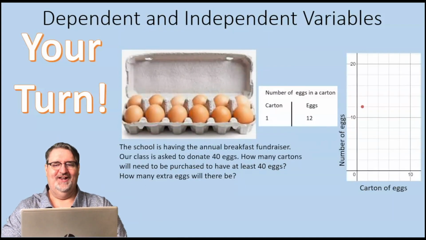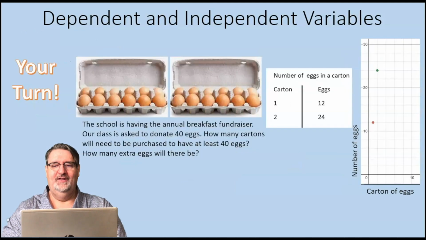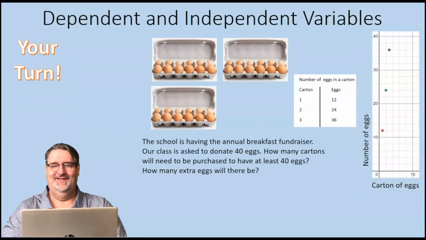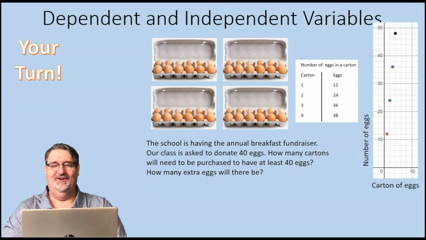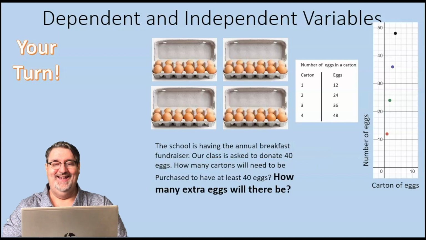All right, let's take a look at how you've done. So we have a T-chart and we have our graph right here, and it shows 1 carton and 12 eggs. Then it shows 2 cartons and 24 eggs. The next one, 3 cartons and 36 eggs. 4 cartons and 48 eggs.